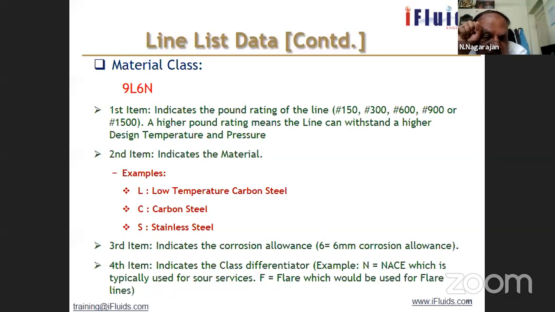So the fourth item N is the class differentiator. That means NACE, N-A-C-E. NACE means the service has sour type of fluids, that is hydrogen sulfide, carbon dioxide, these are all there. So it is a sour service line. It is subject to NACE requirements, National Association of Corrosion Engineers. So we put that N. If it is a flare line, we may put F. It is a further identifier for the class.